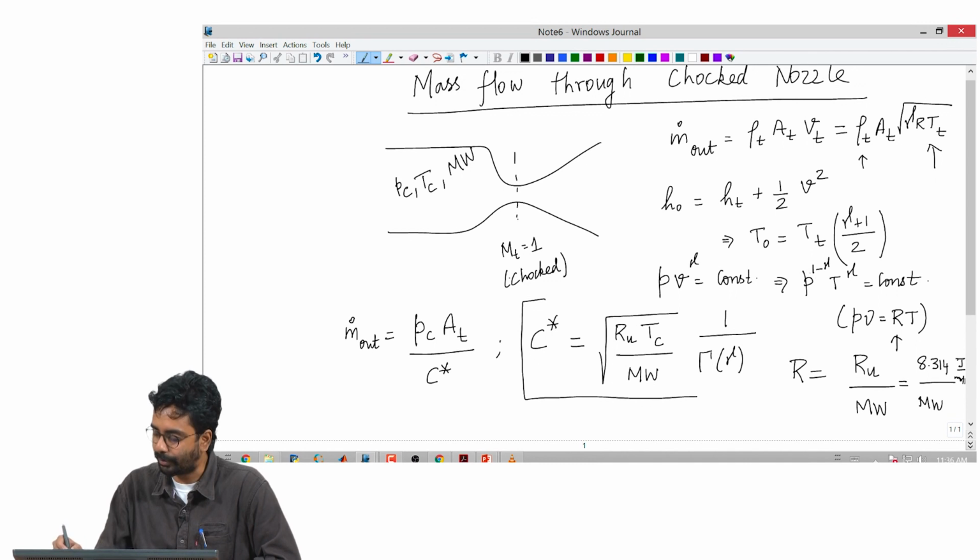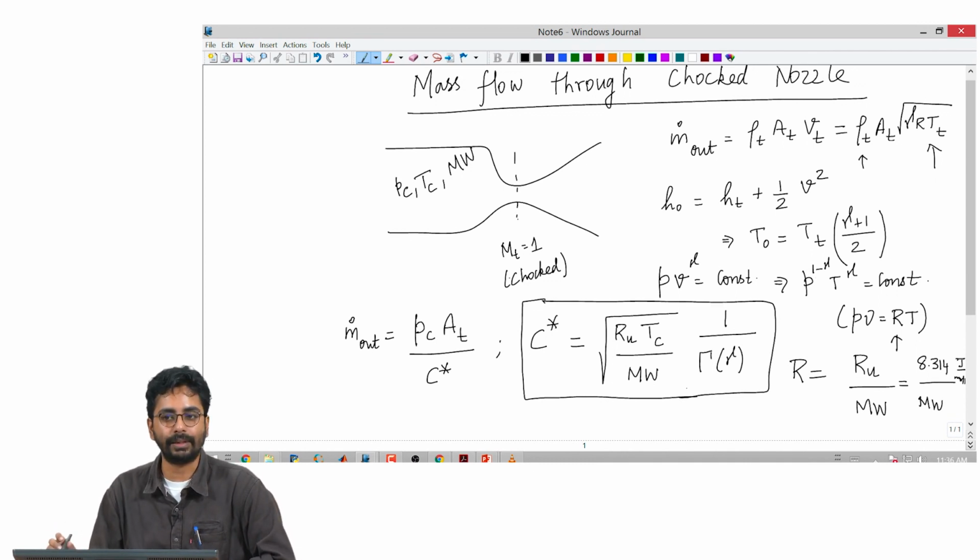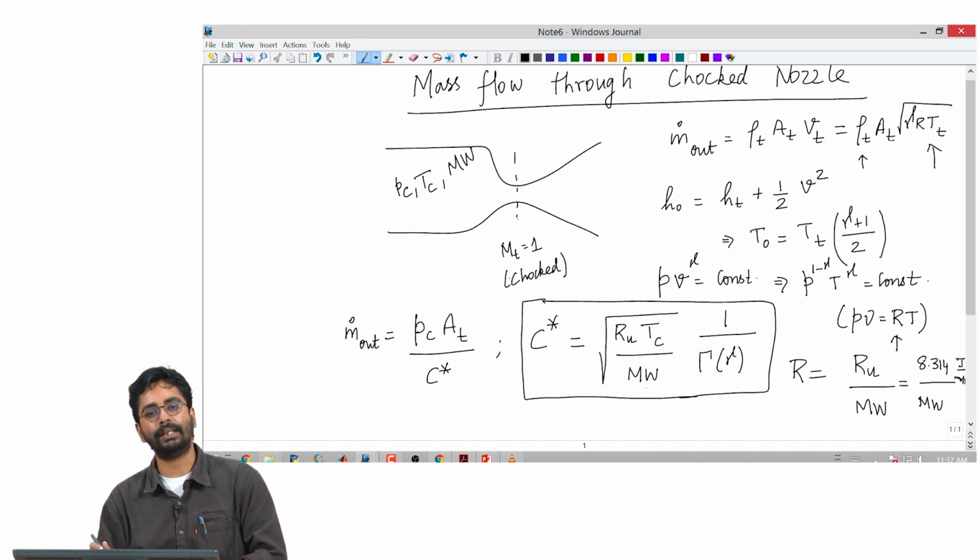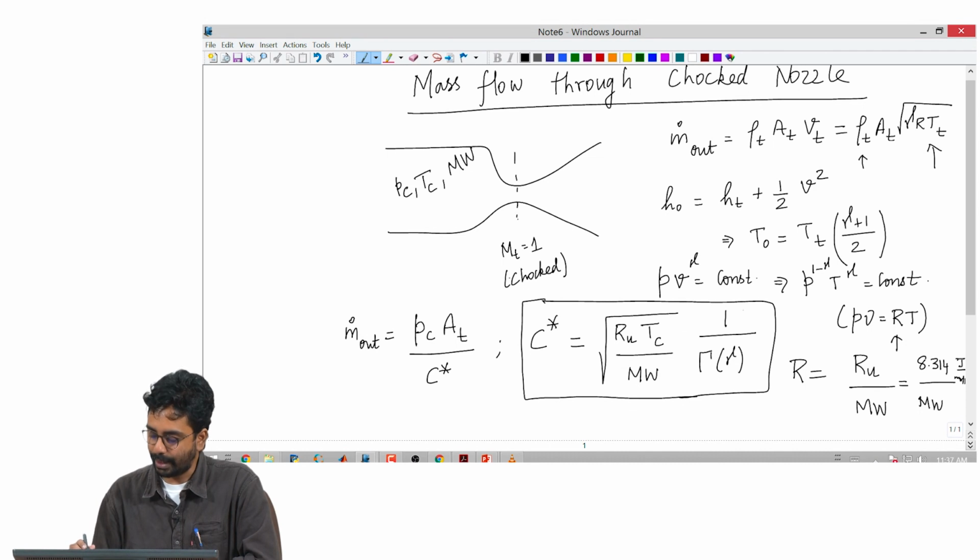Okay. Because of all these gammas appearing in the isentropic relationship, you will have a complicated looking function of gamma, but you can show that C star is equal to the square root of Ru Tc by molecular weight. I am explicitly writing the specific gas constant as the universal gas constant divided by the molecular weight, divided by a function of gamma. The function of gamma does not change a whole lot; gamma changes from 1.1 to 1.67 for monatomic gases. So, this does not change a whole lot.